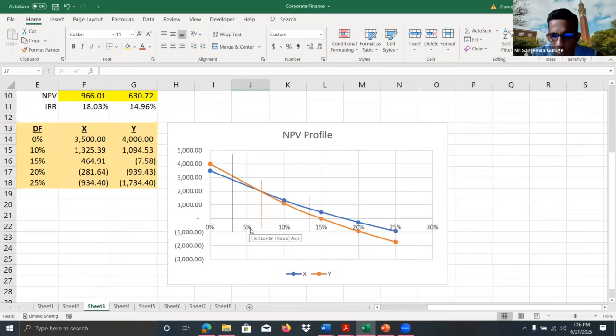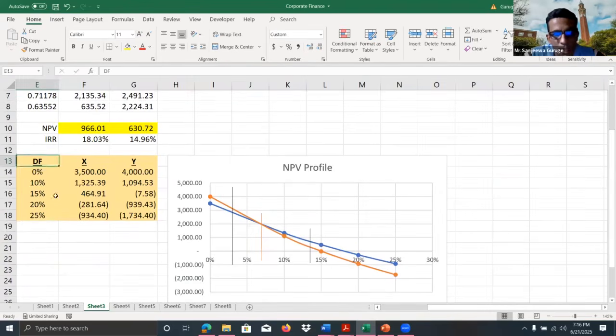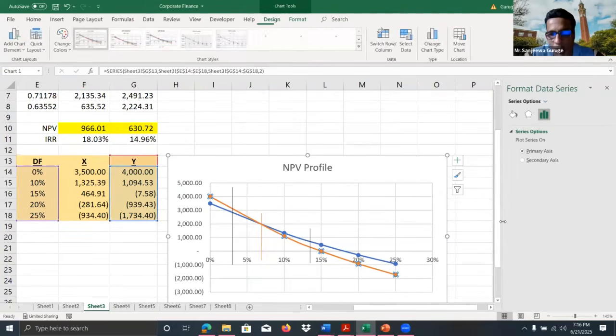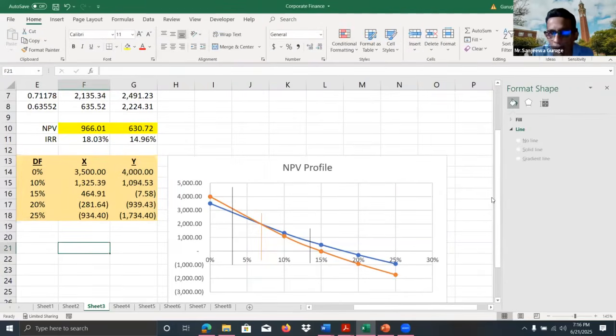And when we draw the NPV profiles of two projects in the same graph, then it is possible to identify whether there can be a conflict, right? Now, when you see the NPV profiles of these two projects, using different discount rates, I have drawn this NPV profile. So these NPV profiles of the two projects I have drawn here.